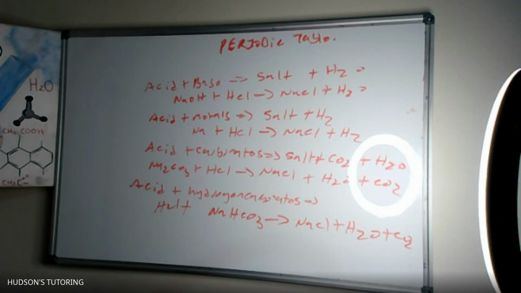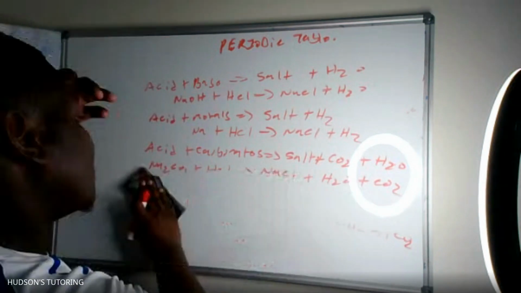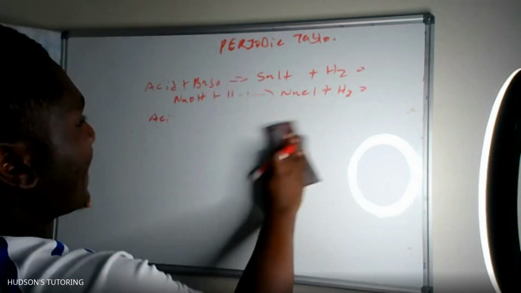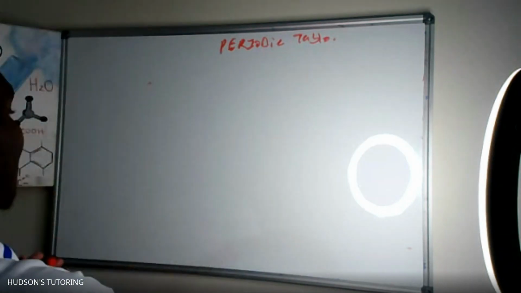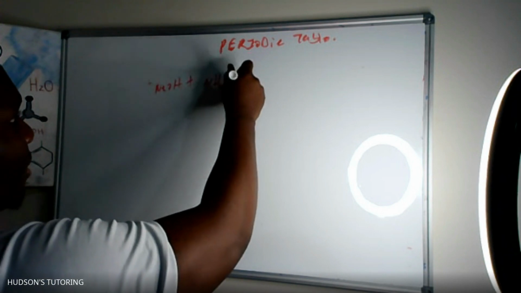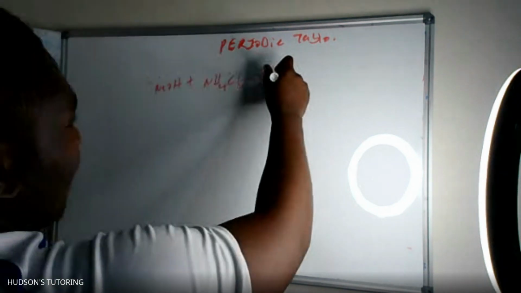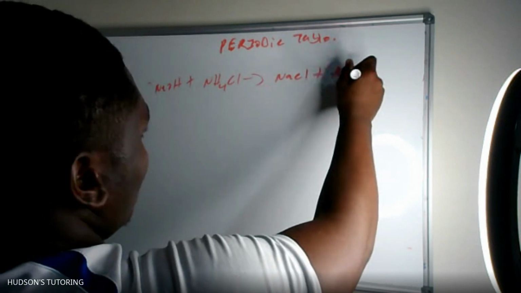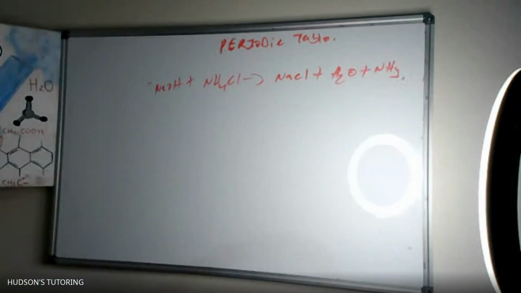Reactions of bases: they react with acid to form salt and water. They will also react with ammonium compounds to form salt, water, and ammonia. So for example, if I have sodium hydroxide reacting with ammonium chloride, NH4Cl, that's going to form NaCl, H2O, and NH3. So it reacts with ammonium compounds to form salt, water, and ammonia.